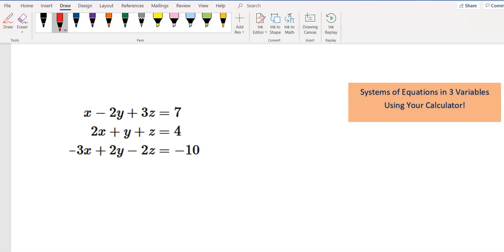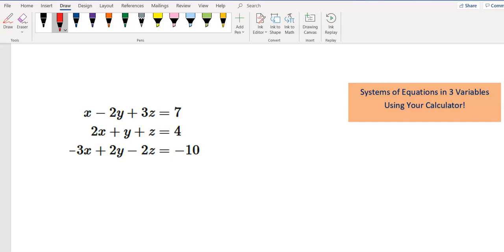Hi everyone, I wanted to do a quick video reminding you how to do systems of equations in 3 variables using your calculator. I know there's a video showing you how to do this in the notes for this week, but I did want to highlight it because it certainly will quicken the process for you while you work through these questions, which I know can be frustrating.